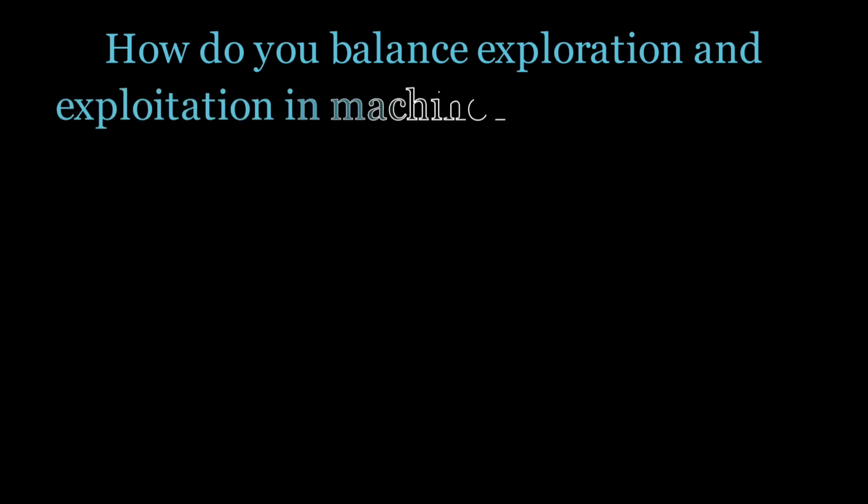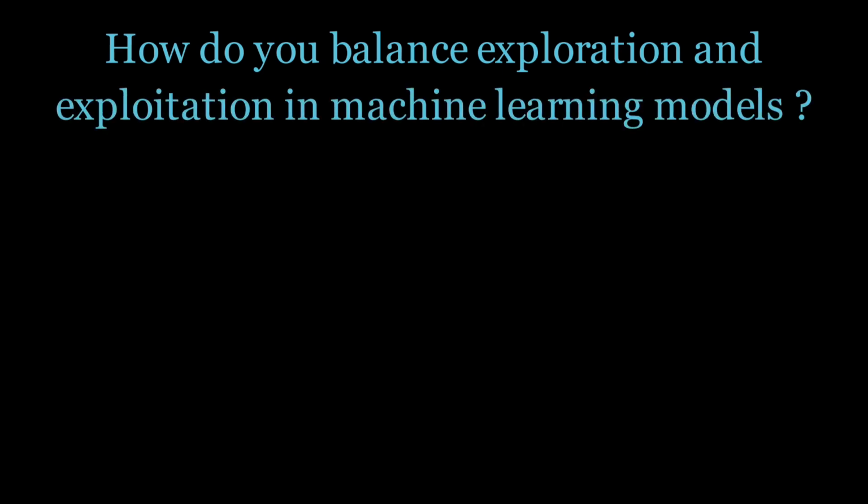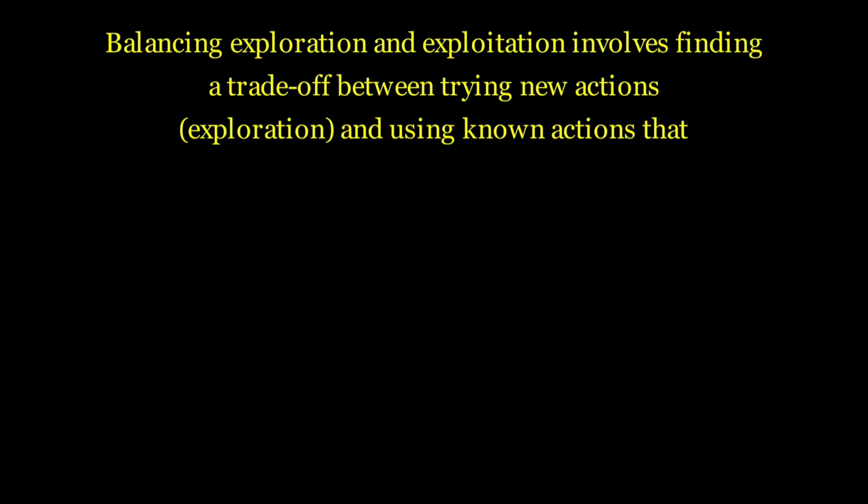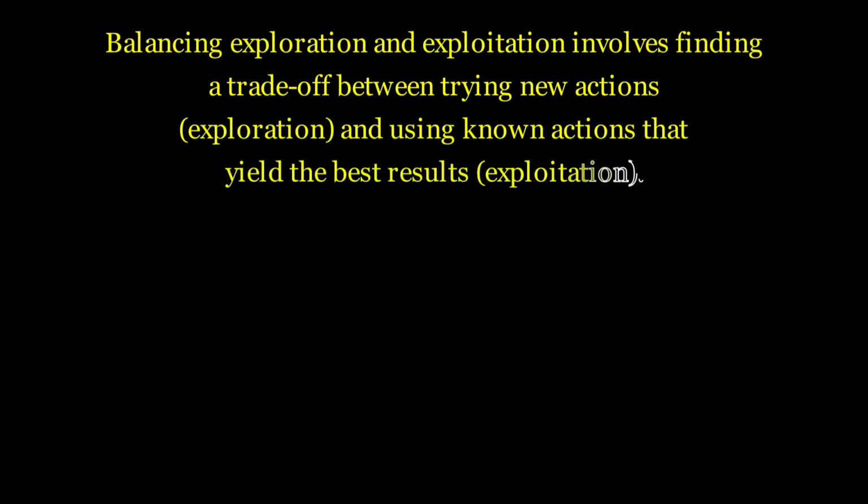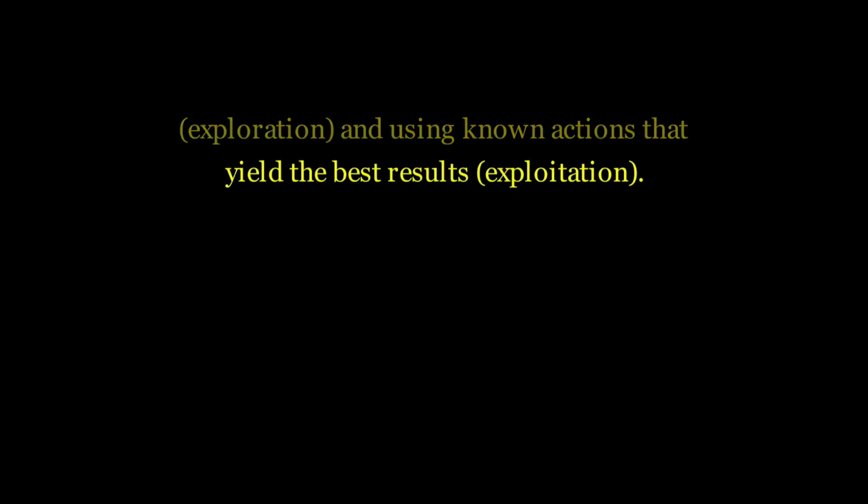How do you balance exploration and exploitation in machine learning models? Balancing exploration and exploitation involves finding a trade-off between trying new actions, exploration, and using known actions that yield the best results, exploitation.